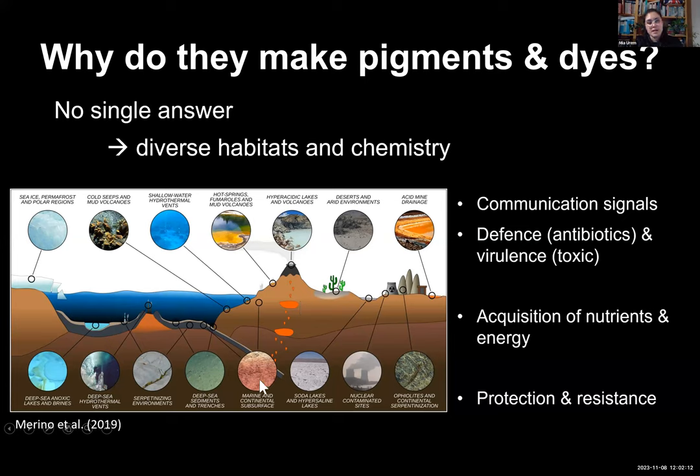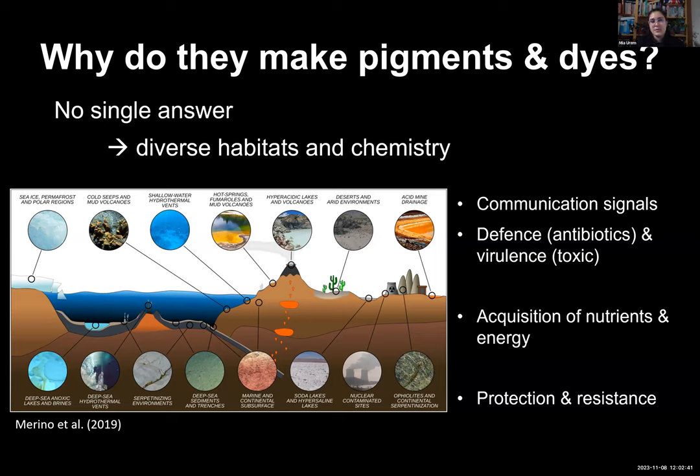But what's interesting is that actually a lot of the microorganisms that are found in these harsh environments are also some of the biggest producers of color in the microbial world. And one of the reasons is probably for protection and resistance, for example, resistance to heavy metals and things like that. But they don't only produce them for surviving harsh habitats.